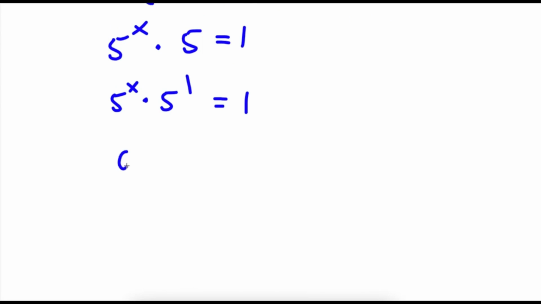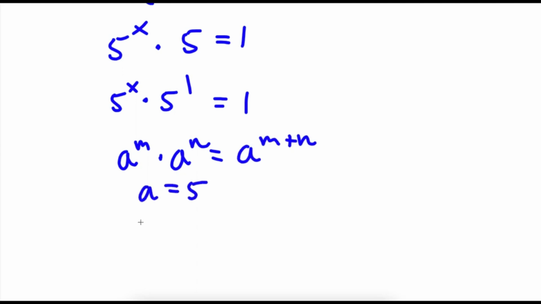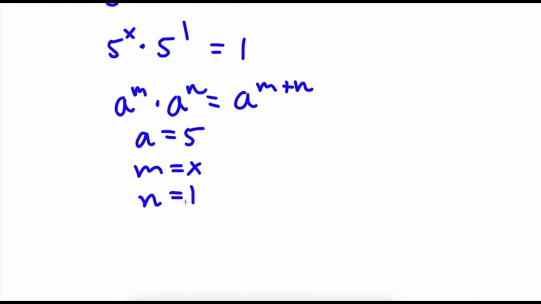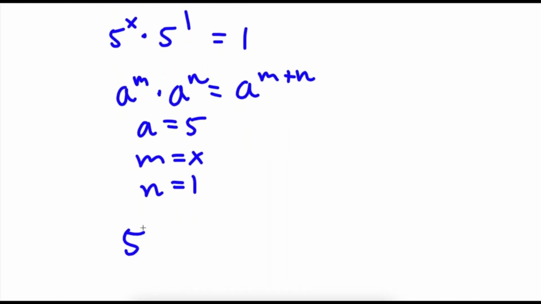Now, if I have something in the form a to the power of m times a to the power of n, this is equal to a to the power of m plus n. So in this case, a is equal to 5, m is equal to x, and n is equal to 1. So now I have 5 to the power of m plus n, so x plus 1 is equal to 1.